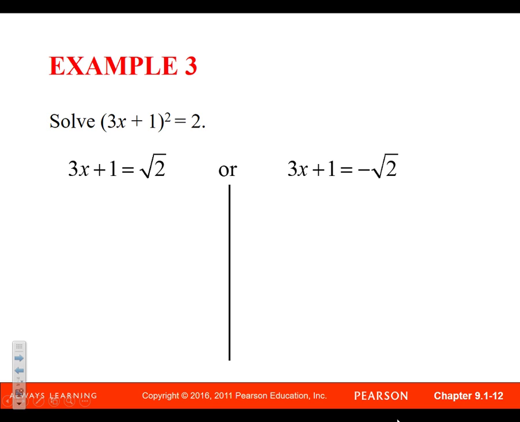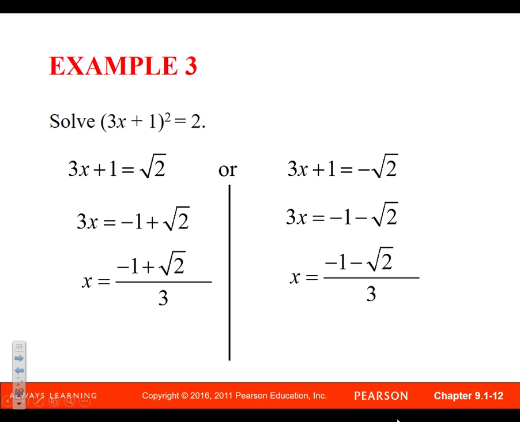So here's the first step. As you solve this, you're taking the square root of both sides, which is going to leave you with 3x plus 1 is equal to the square root of 2. And of course, 3x plus 1 is equal to the negative square root of 2. And at that point, you just need to solve both equations the way you normally would.